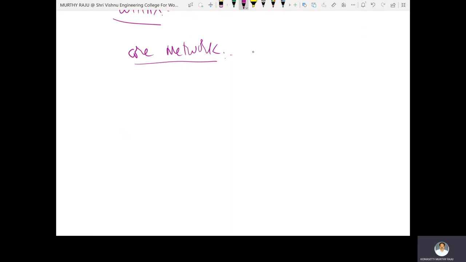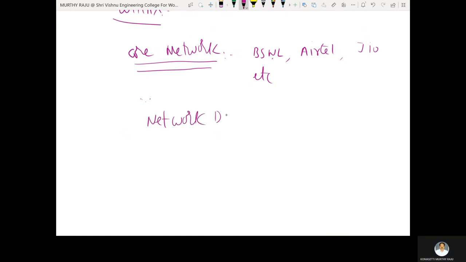Network service providers are BSNL, Airtel, Jio, etc. These are the core network service providers. These two belong to the network domain.